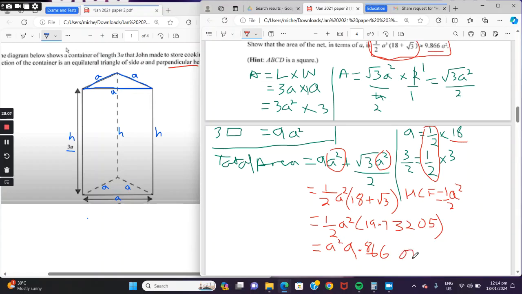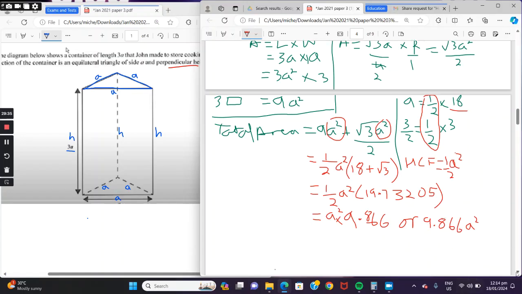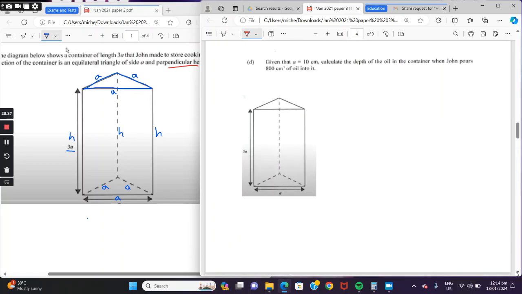Or if you want to write it in that way, because a squared 9.866 is the same as saying a squared multiplied by this, right? So I could change it around because remember, as I said before, multiplication is commutative. So it doesn't matter what you put in the front or in the back. So just to make sure it looks like what they tell us to show, I'll just rearrange. So I hope this was understandable.